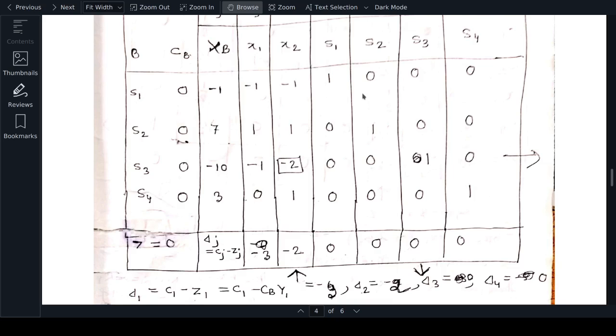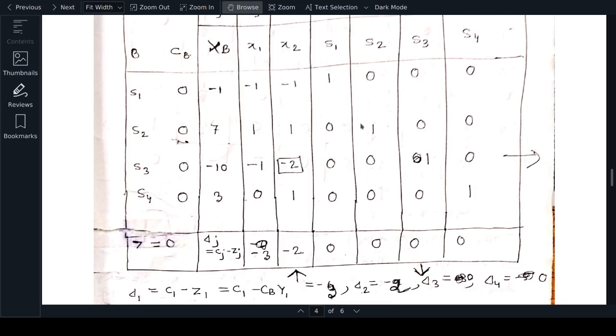What happens for S3 if the x2 column is our key column and both of the ratios are the same? Then what do we do? If both ratios are the same, there is no rule, so you choose any one.